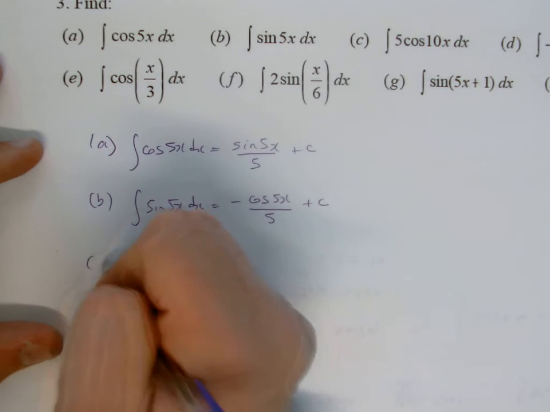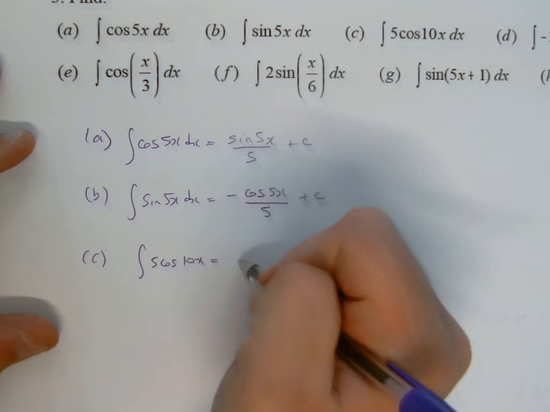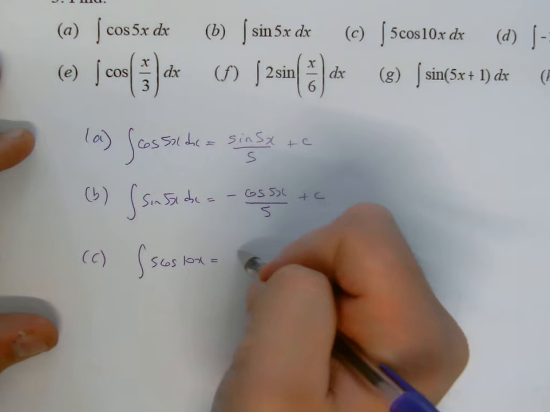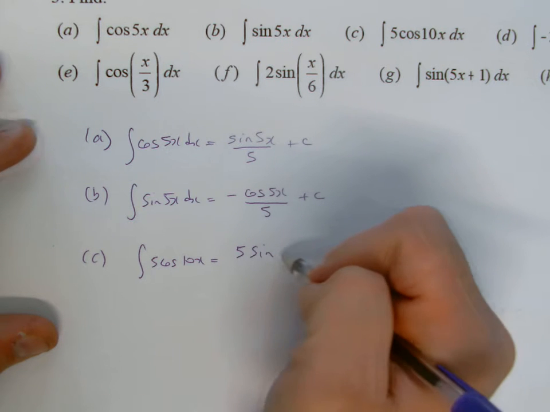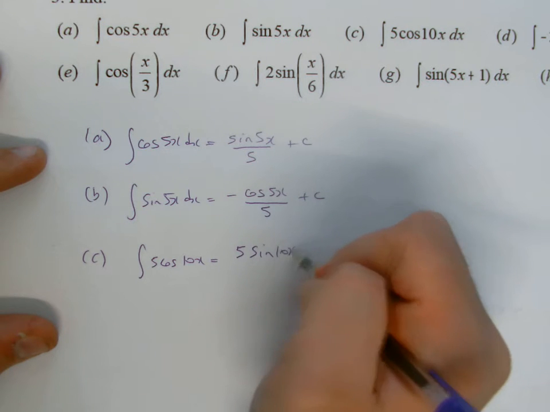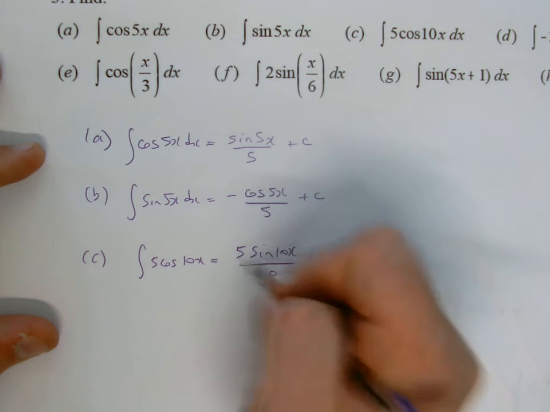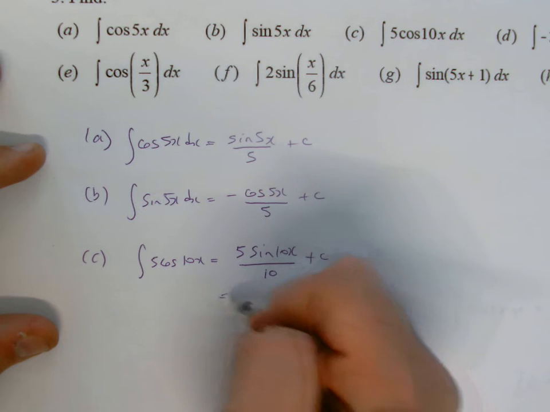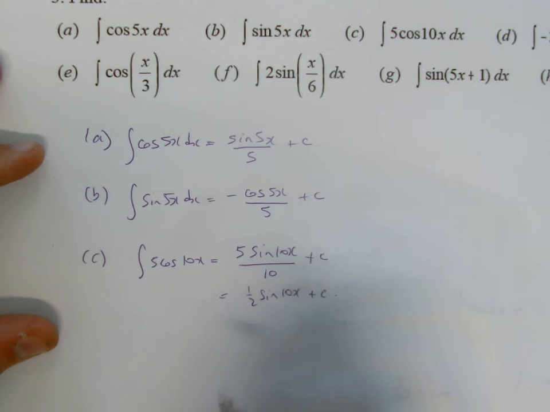Okay, c then, integrate 5 cos 10x, so cos now becomes sine. Now there's a 5 there, but that's okay, just leave that there, as a constant multiplied by it. So it'll be sin 10x, but divide then by the derivative there, which is 10, plus c. That would simplify, wouldn't it? You get a half, so you get a half sin 10x plus c.